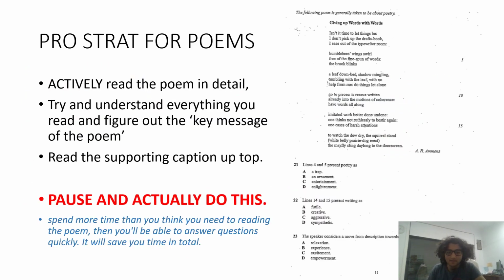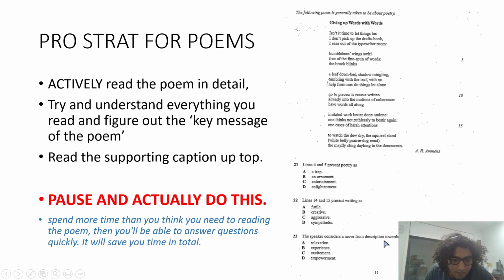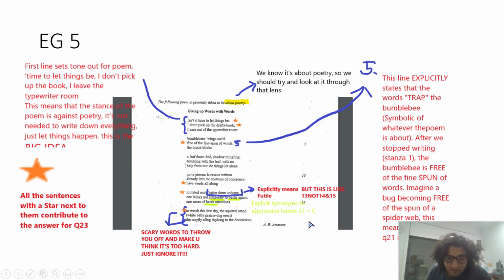You can use synonyms. So 23, the speaker considers a move from description towards... well, now you should be able to answer this one. Relaxation, experience, excitement, or empowerment. What do you think it is? B, experience. You didn't even need to look at the poem because you know that the main idea is that it's not needed to write down everything. Just let things happen. Move from description, which is writing down everything, to experience. Let things happen.